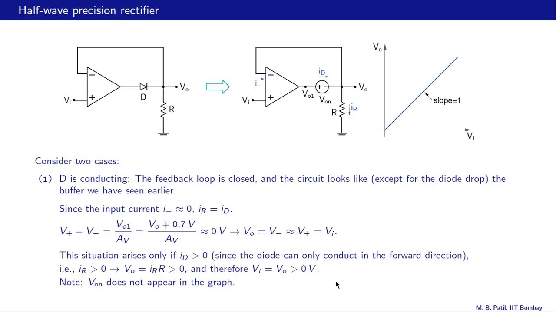And the most important point to be noted is that V on, the diode drop, does not appear in the graph. What happened to V on? It got divided by this very large voltage gain of the op amp.